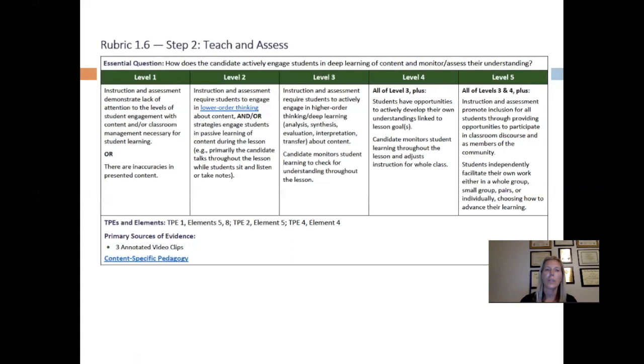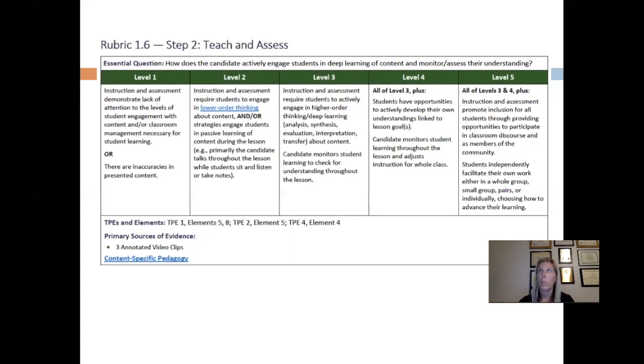So you engage students in lower order thinking about content, and or the strategies engage students in passive learning of the content, meaning that you're just lecturing at them, right? And that's the example, is that throughout the lesson, you're just talking and the students are sitting there and listening. There is no active engagement where students are doing think, pair, shares, where students are working with a partner, where they're responding out, where they're coming up and showing their work, where they're using manipulatives, pieces like that.